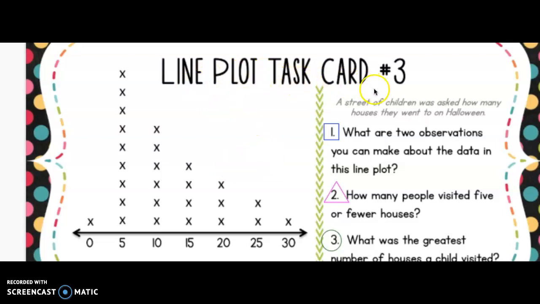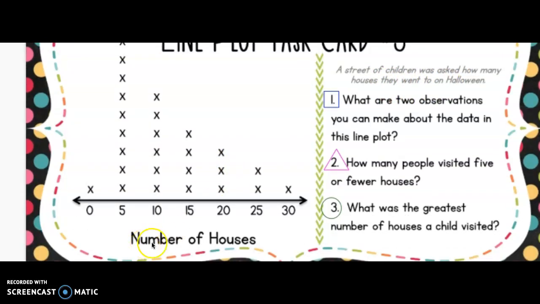Line plot task card 3 says a street of children was asked how many houses they went to on Halloween. So if I look here, the number of houses, so this many children went to 5 houses on Halloween. This many children, 3 children, went to 20 houses on Halloween, and 1 child went to 30 houses on Halloween. You'll have questions to answer about that one.